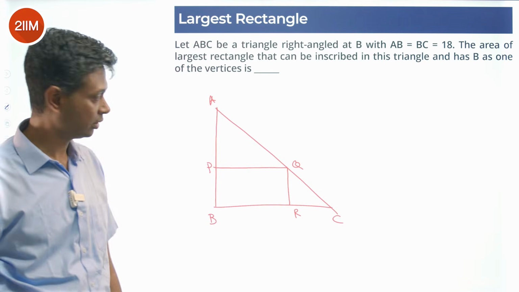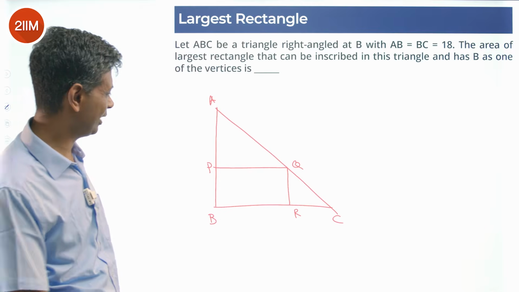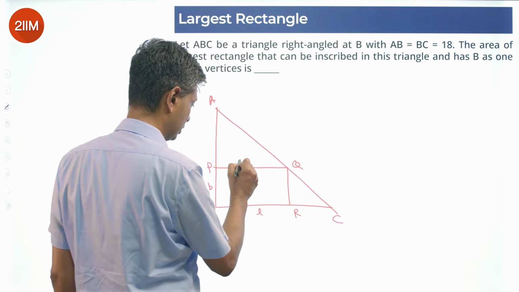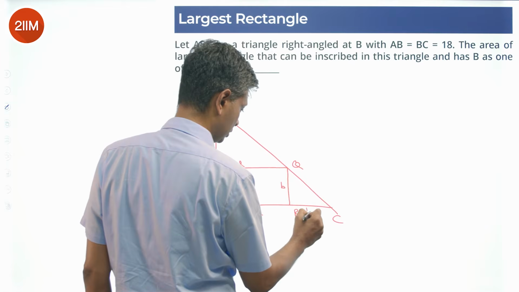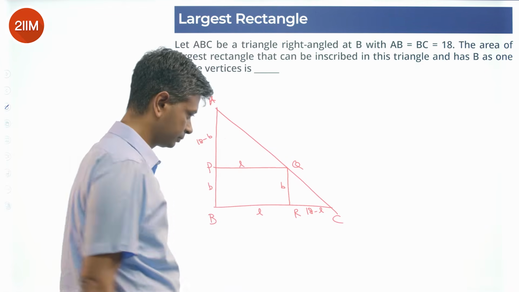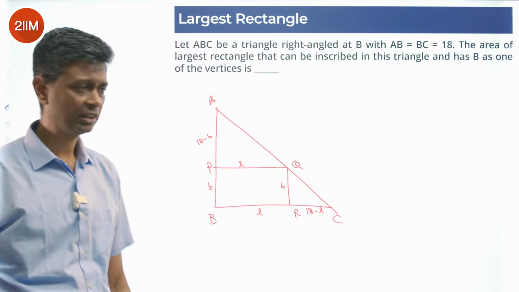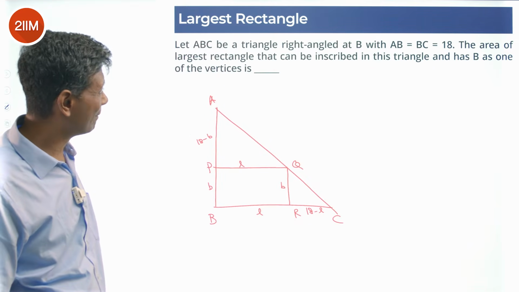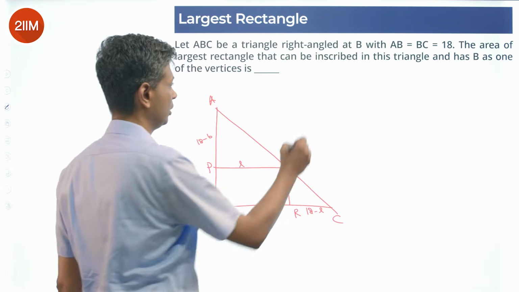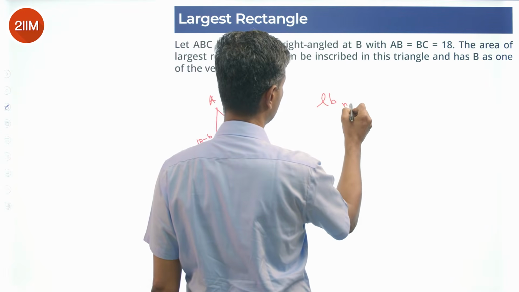So let's say this has sides L and B. This will be L, this will be B. This is 18 minus L. This is 18 minus B. Okay. And what do we want to do? We want to maximize the area. Area is LB. We want to find LB max.